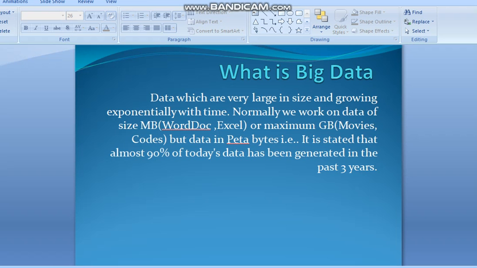I cannot compare it with a Sumo. It will not be in MB. It is not in GB, but it can be in petabytes. It can be in zettabytes. It can be in terabyte format.